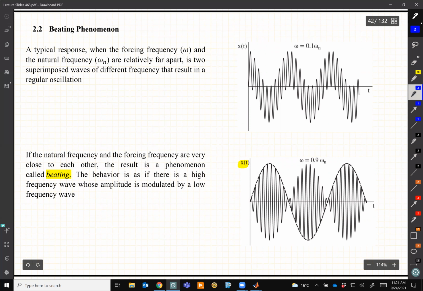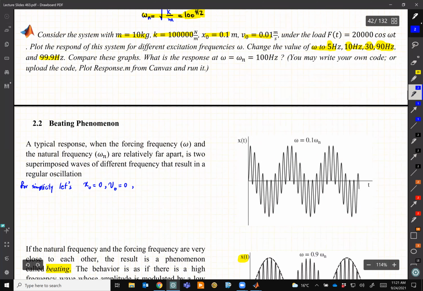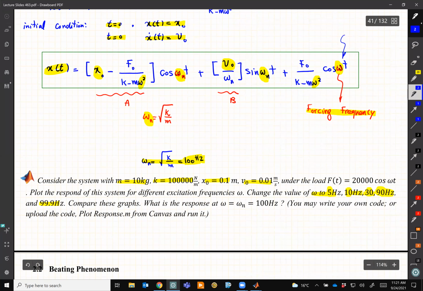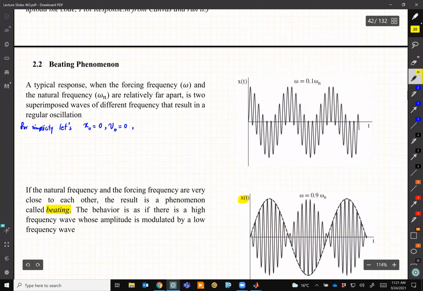For simplicity, let's set the initial conditions: x0 to be 0 and v0 to be 0, right? Then what do I get? Let me copy the whole equation. That's a long equation. I'm just going to replace x0 equal to 0 and v0 equal to 0. And let's move back here.